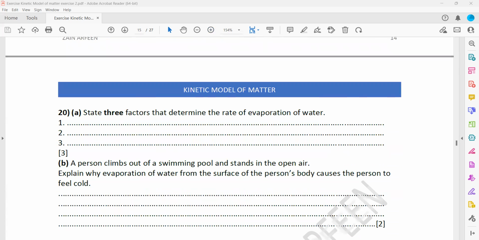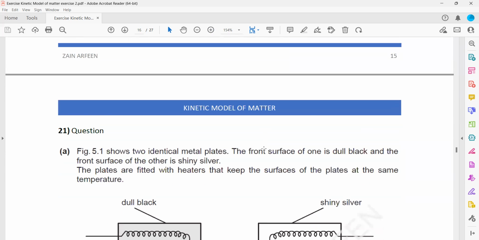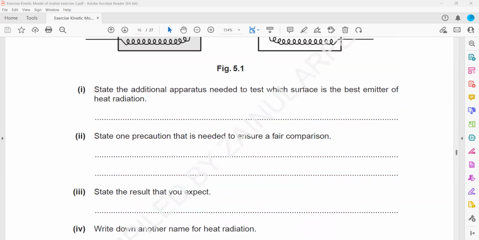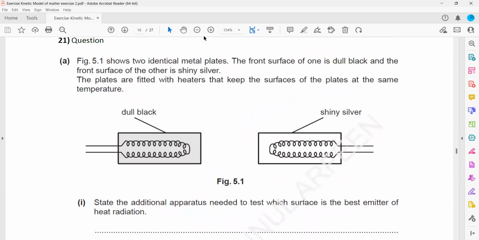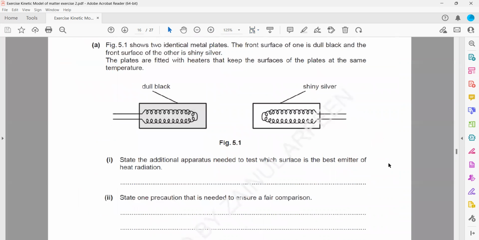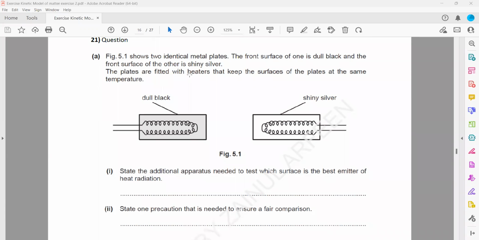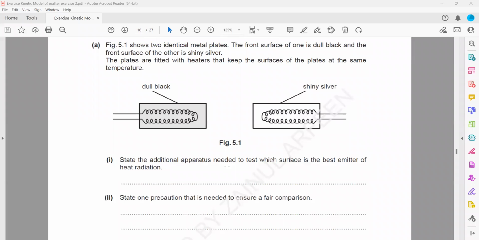The next is page 16, question 21A. This experiment shows identical metal plates. The front one is dull black, another one is shiny. State the additional apparatus we need. We want to compare. The experiment is to find which is the best emitter. So how can we identify which is the best emitter?